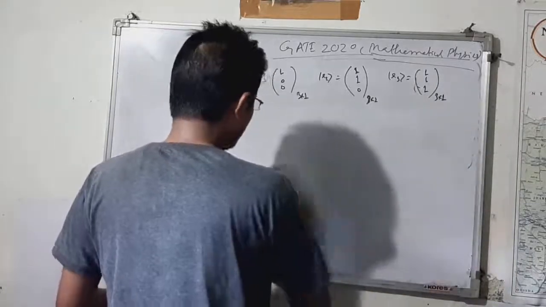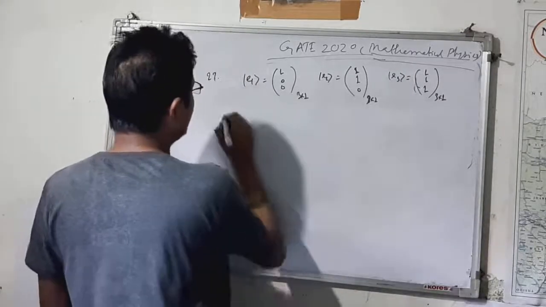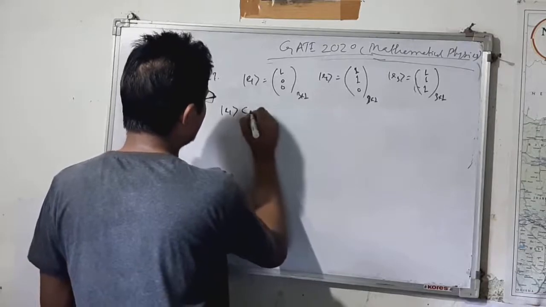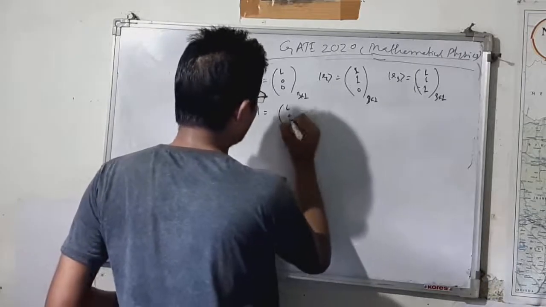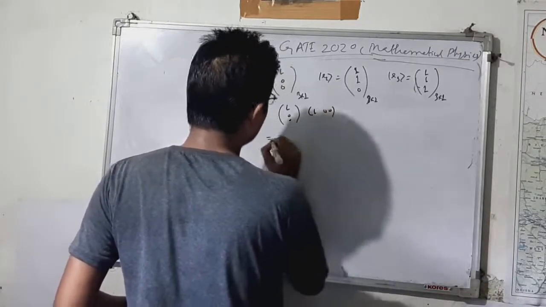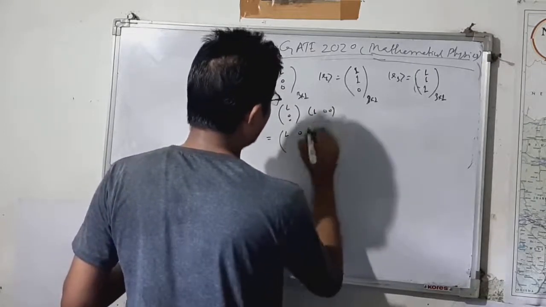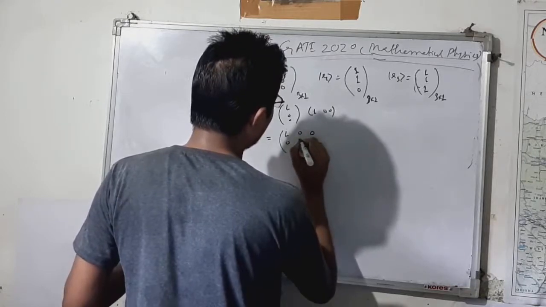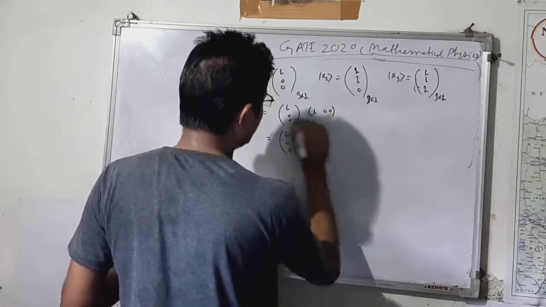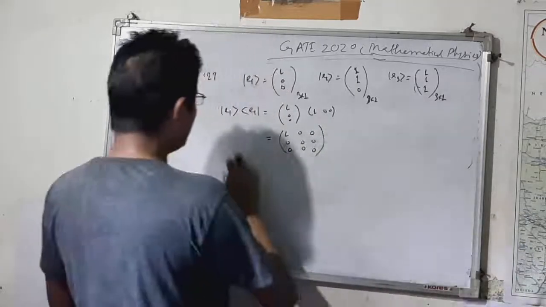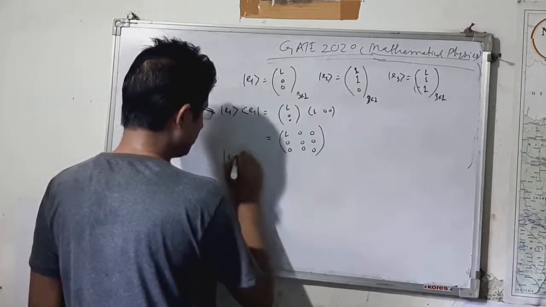Okay, and let's check the fourth option. Here you have to calculate the outer product. So E1, in that case the product is like this. So in this case you have to do 1 into 1, 1 into 0, 1 into 0, 0 into 1, 0, 0 into 0, 0, 0 into 0 is 0, 0 into 1, 0, 0 into 0, 0, 0 into 0, 0. So first one is the outer product of E1. Now the outer product of E2.